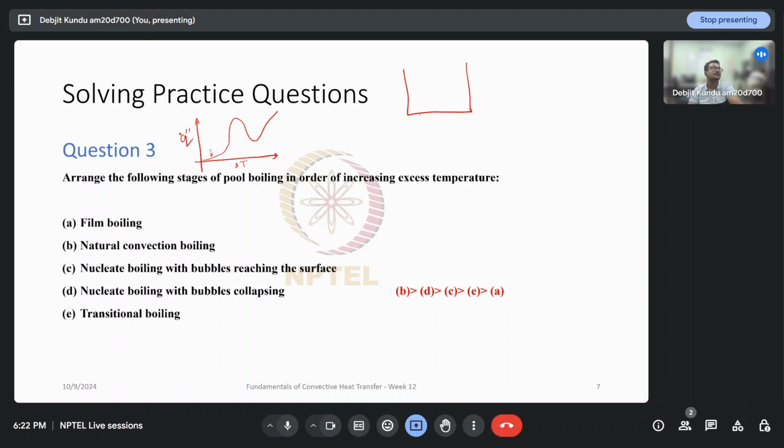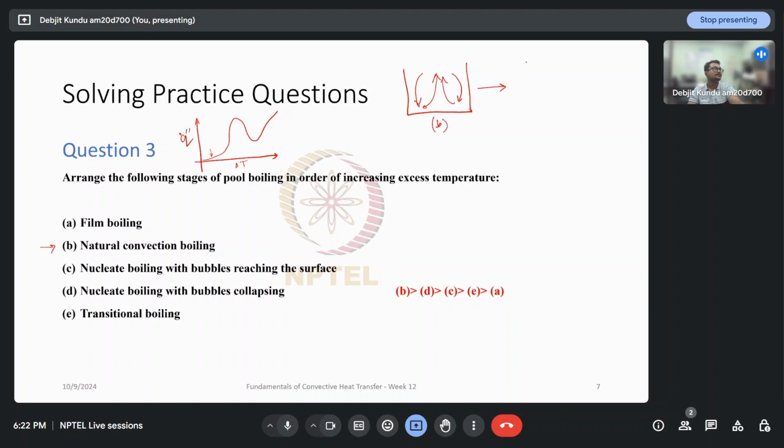There's just a hot surface trying to heat the whole pool of liquid, and the fluid near the bottom surface will get heated first and try to rise up. It will rise up, and colder fluid from the top will come down, setting up natural convection currents, which we saw earlier. This is natural convection boiling. This is option B.